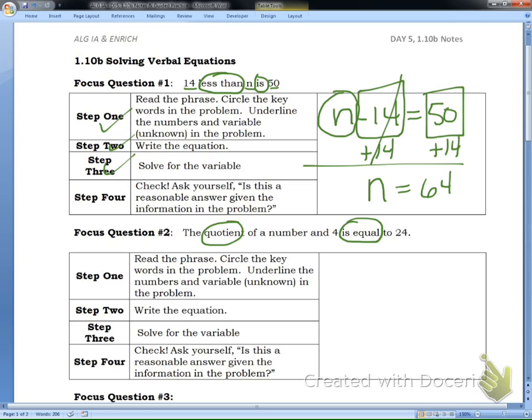Let's identify the numbers and the variable in the problem. You should underline 4 and 24. What's our variable? It's that number that we don't know. So what letter of the alphabet should we use, probably in this case, to represent the number? I would probably use the letter n. So let's write our equation. n divided by 4, because quotient means divide, is equal to 24.